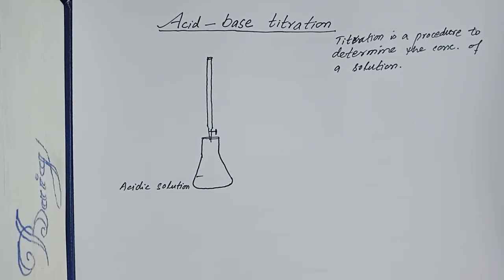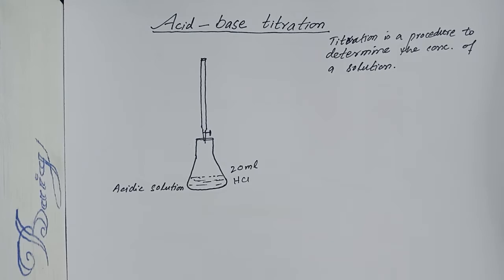Acid-base titration. Titration is a procedure to determine the concentration of a solution. So let's start with the acidic solution. Here in the conical flask we have some hydrochloric acid solution, and we know the volume of HCl. Let's start with 20 ml. And we don't know the concentration of HCl. We can find out the concentration of HCl by doing a titration.